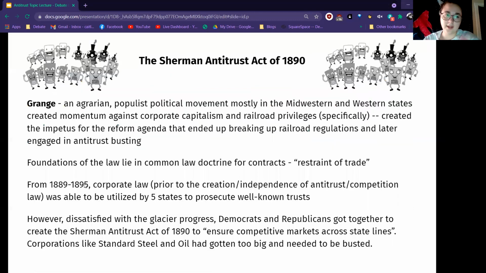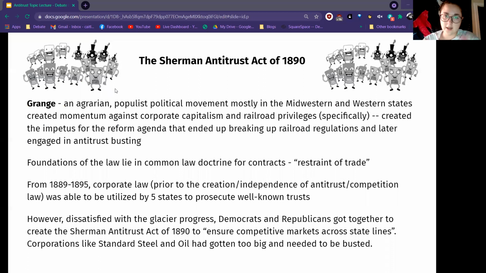All right, and with that, now let's talk about the Sherman Act of 1890. And so there are a lot of things that contributed to the passage of the act, and a lot of different political processes, but there are a couple things I want to highlight.